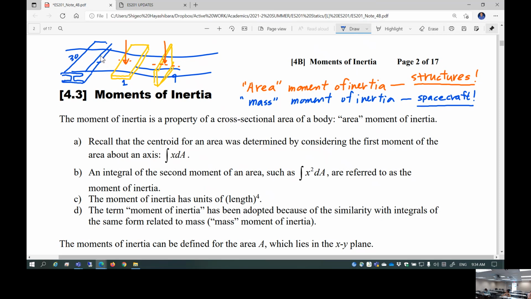So the property of the cross section is quite important when you analyze, especially in this case, bending moment. This is called moment of inertia. So we are going to understand moment of inertia being a property of cross section, which is typically used for structural analysis. That is the area moment of inertia, so we oftentimes use the specific term area.